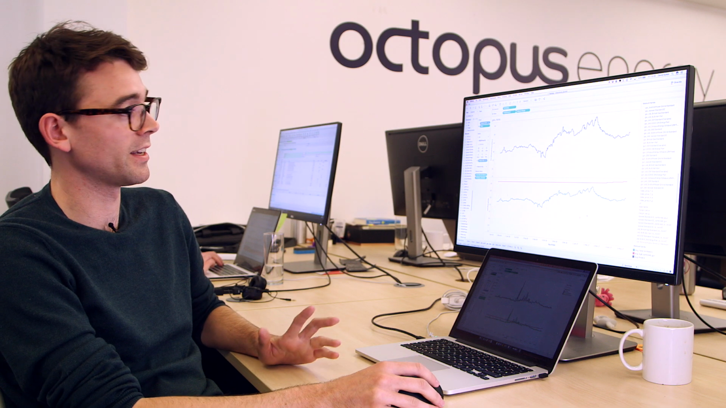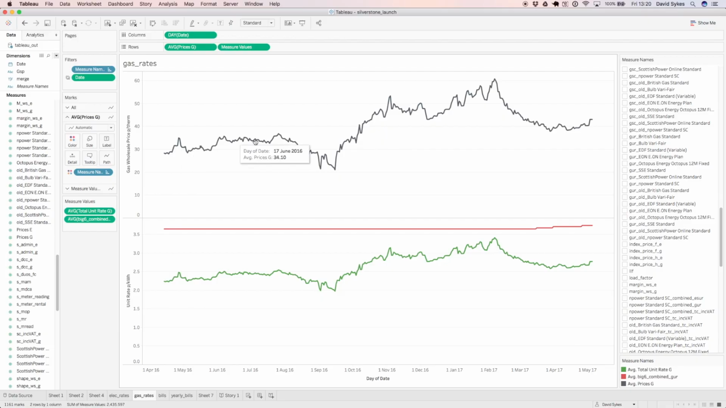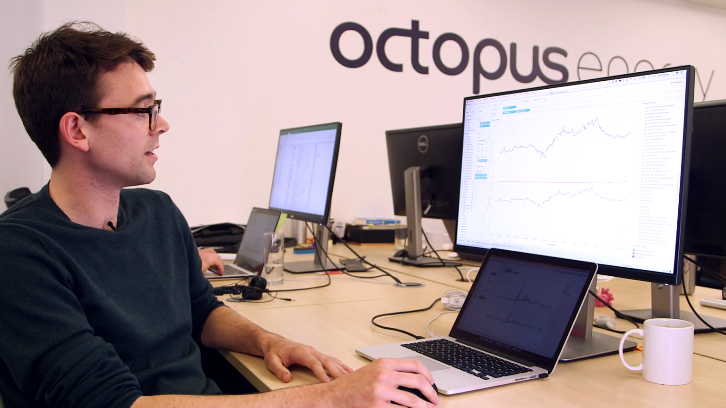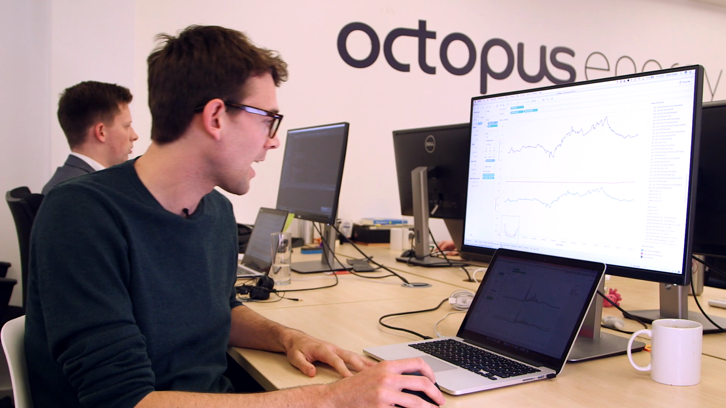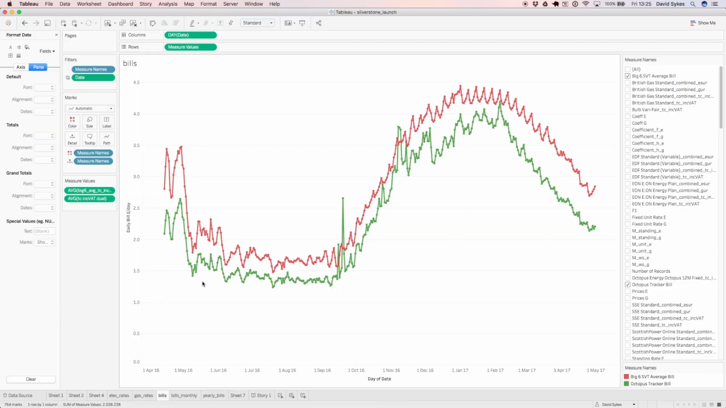If we look at gas, you see exactly the same story. So the dark line shows you the wholesale price of gas with time, and you see the variability and the seasonality in it. And the green line shows the new tracker tariff unit rate, and the red line shows the standard variable tariff for an average Big Six customer. And what you see is that, firstly, there's no days where the new tracker rate would have been more expensive than the standard variable rate. And you also see the same dynamic with the standard variable rates increasing over time and not decreasing when the wholesale rate comes off. So now let's look at how this impacts what you pay as a customer.